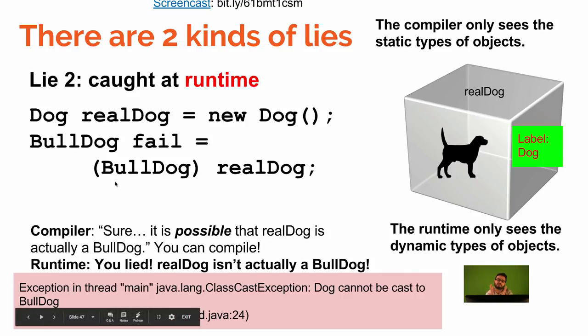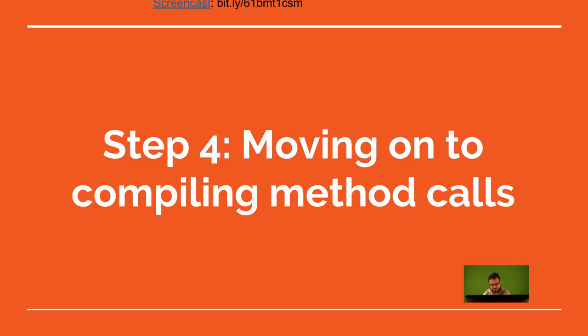So the crux of this whole thing, the main argument that I'm trying to make, is that you can cast, but you cannot lie. Because if you lie, it'll either be caught at compile time or it'll be caught at runtime, but it will be caught. So there's no point in lying to the compiler by casting. You will get caught. Depending on what kind of a lie it is, if the compiler can catch it, it will. If it cannot, then it'll be caught at runtime, but it will be caught.